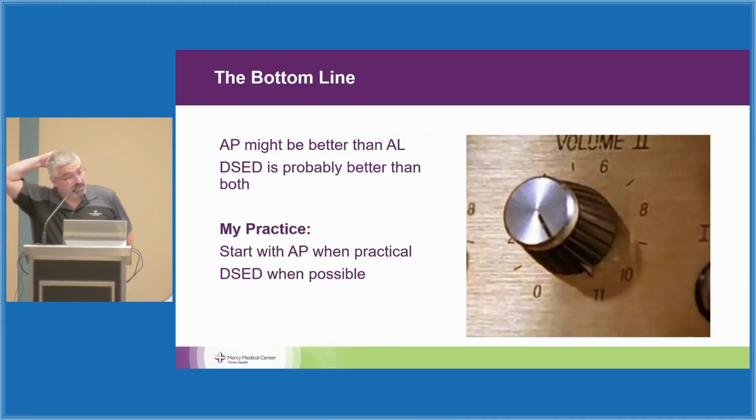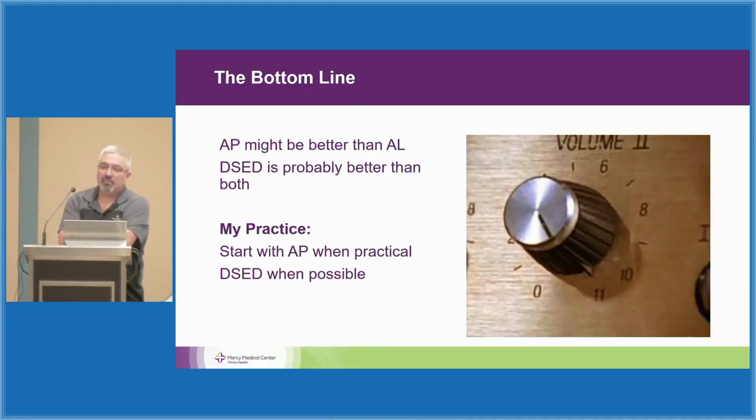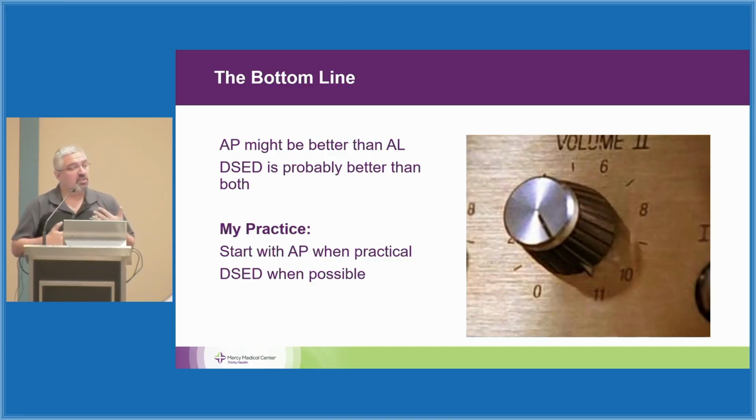So the bottom line when it comes to defibrillation, anterior-posterior might be better than anterolateral, and dual sequential is probably better than both. And so my practice when the patient gets to the ED is I start with AP when it's practical. Sometimes it's not, but if I can, I start with AP. And then I'll go to dual sequential sooner rather than later, essentially when it's possible.